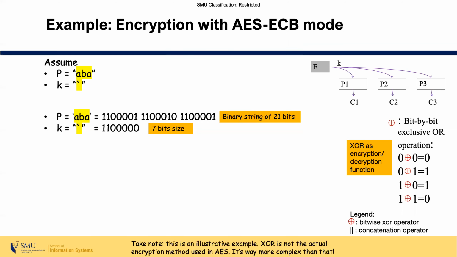So if you break down the given plaintext P into multiple blocks, each having 7-bit size, you're going to end up with P1, which is this one, and you're going to end up with P2, and you're going to end up with P3. And each of them has 7-bit size, which is the same as the size of the key K here.